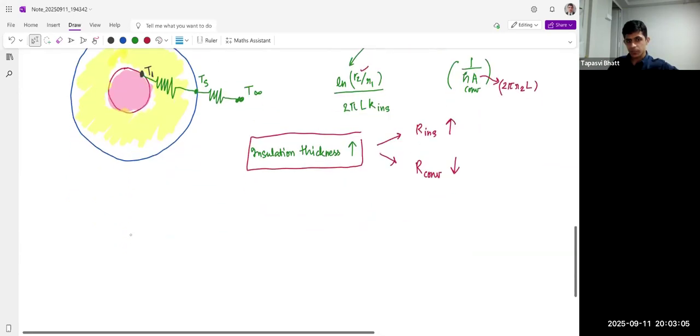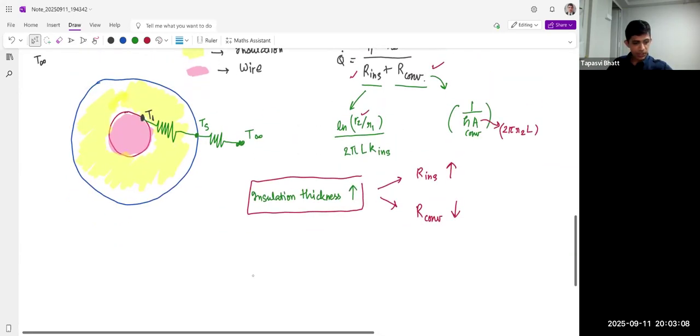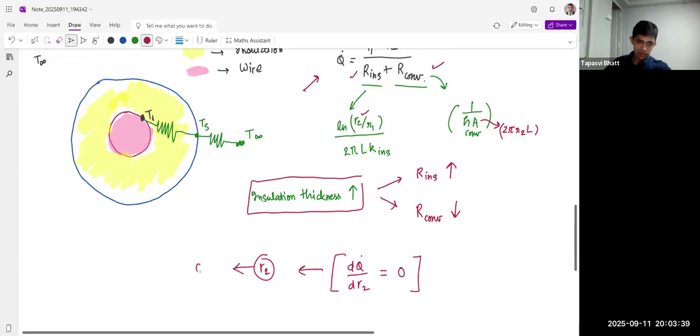Okay, it's difficult to explain. Essentially, what you have to do here is take dQ dot over dr2 in this equation. You differentiate it with respect to r2 and make it zero. Whatever r2 value you get, that is the r2 critical. Okay, you can do the math at home. Right now, you don't have the time for that.